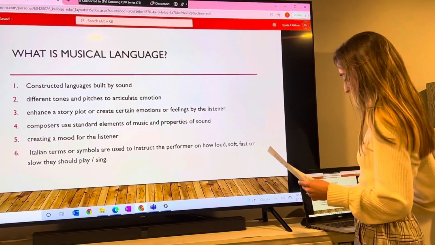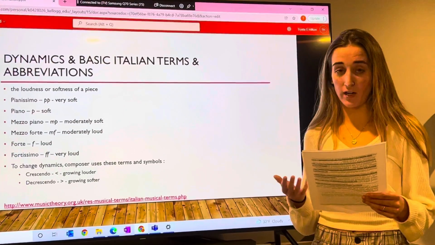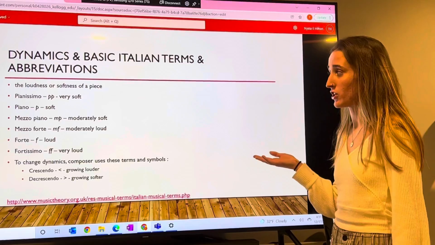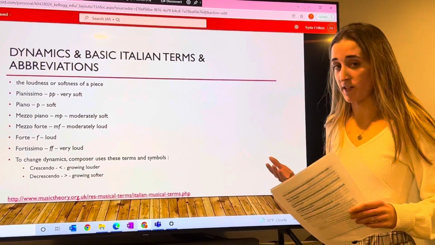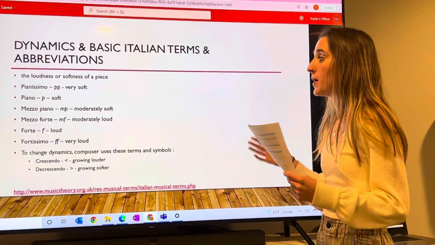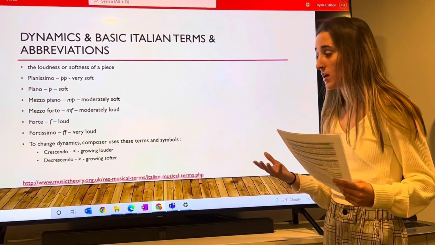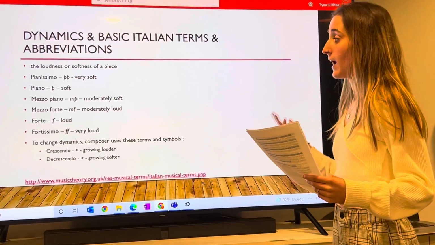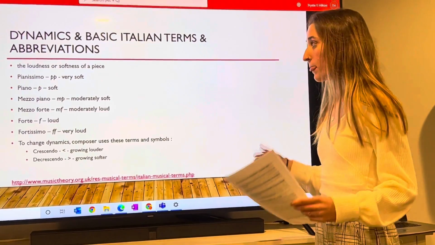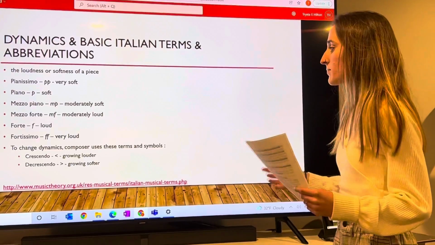Italian terms or symbols are used to instruct the performer on how loud, soft, fast, or slow they should play or sing. Here are the basic dynamics and Italian terms and abbreviations for the loudness or softness of a piece. First is pianissimo, which is very soft. Piano, which is soft. Mezzo piano, which is moderately soft. Mezzo forte, which is moderately loud. Forte, which is loud, and fortissimo, which is very loud. And their abbreviations can be found right next to their names.